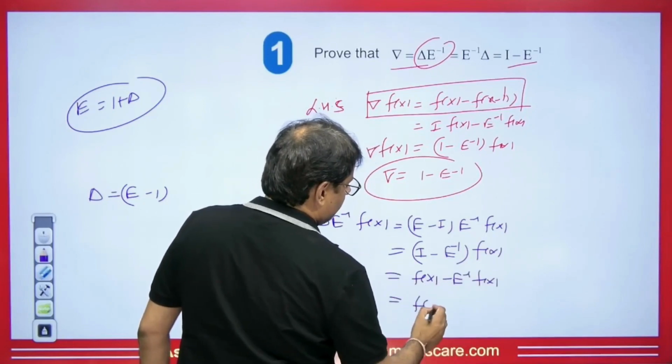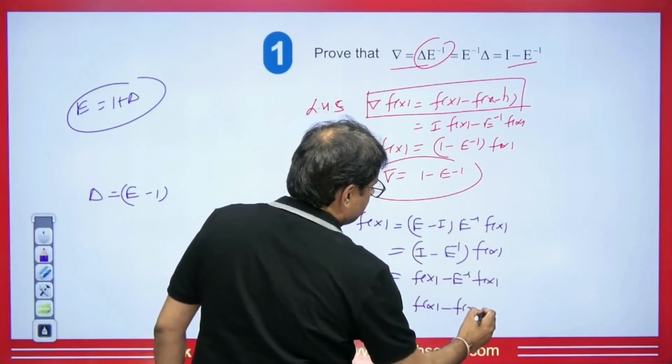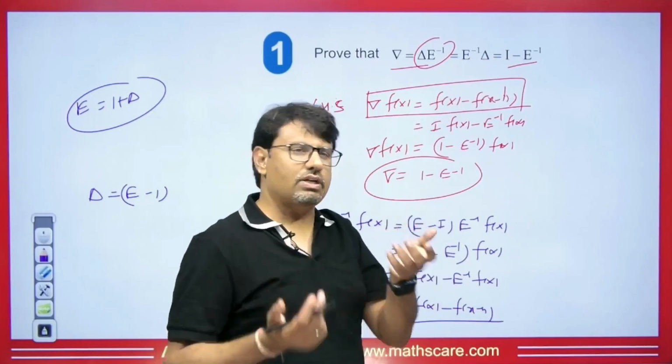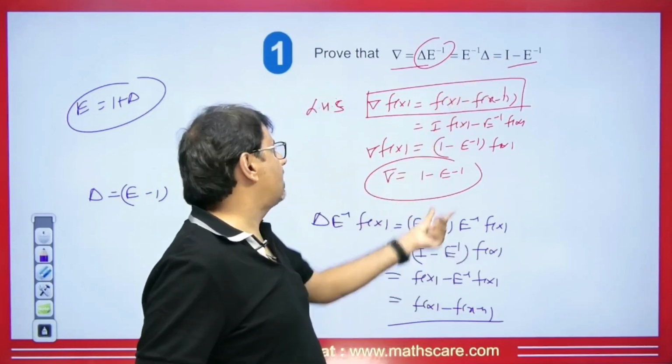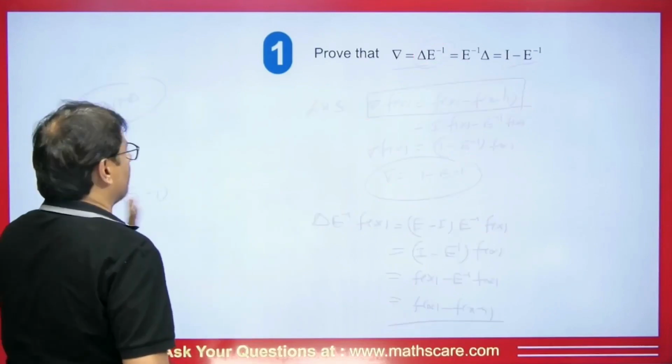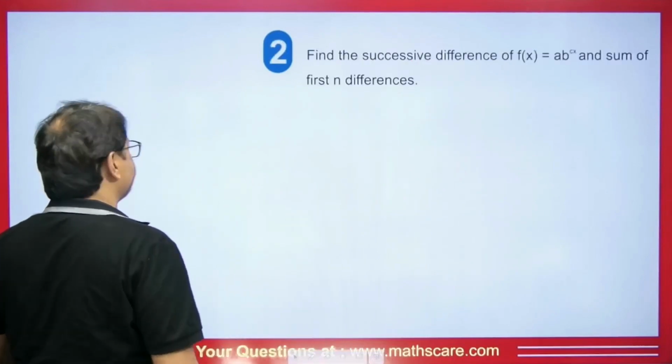What does E inverse of f(x) mean? It will be minus f(x − h). We can do it like this. You will do this one the same way. Instead of del, you need to put E minus 1 and then multiply it inside. Then the process will be the same. Clear?